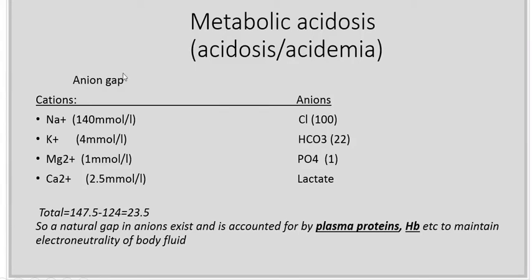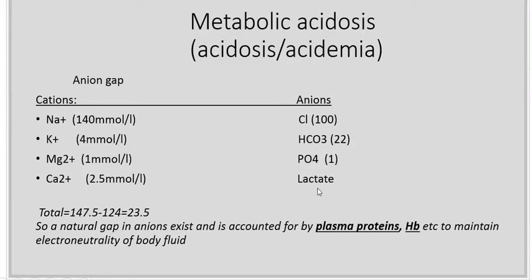Anion gap. Let me talk briefly about anion gap. Normally in the body, you have cations and anions. These are the main cations, you see them: sodium, potassium. The main anions are chloride and bicarbonate, and these are their normal values. If you add all the cations, you get 147. If you add all the anions, you get 124. There is always a difference of 23, which is a laboratory gap.